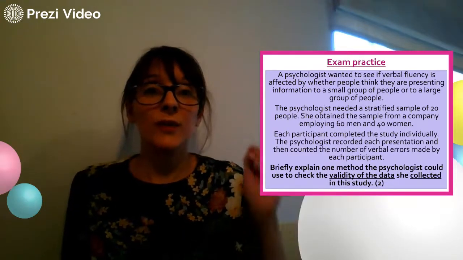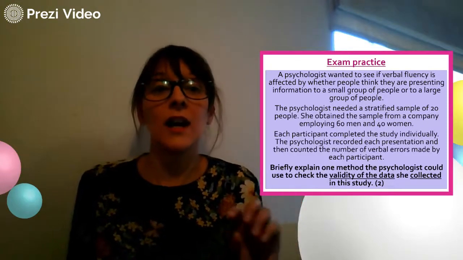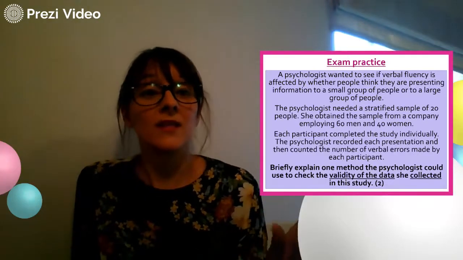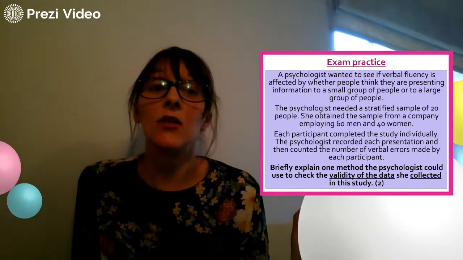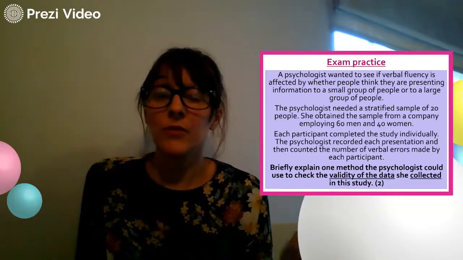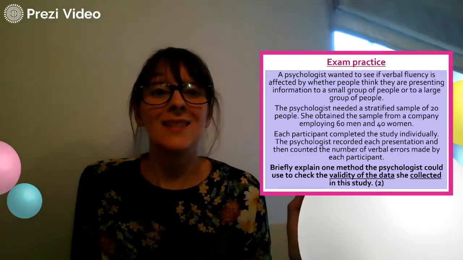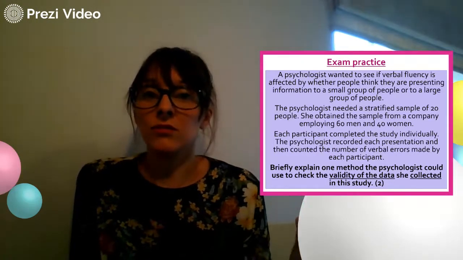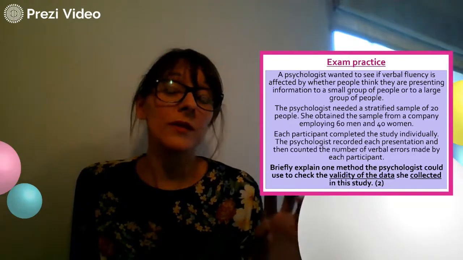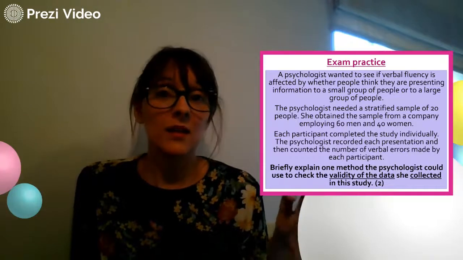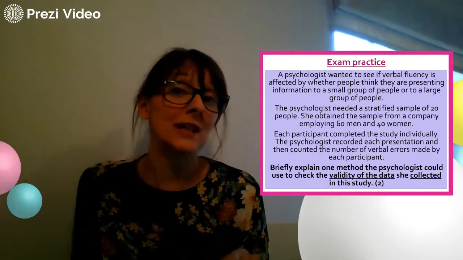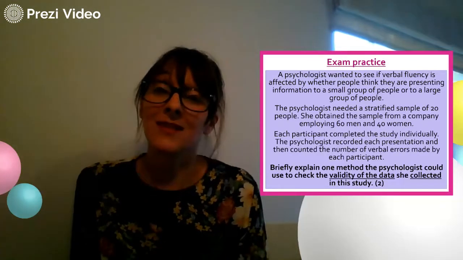Okay, so if you have completed the question, it's really important when you look and you see it says, briefly explain one method the psychologist could use to check the validity of the data she collected. Okay, so we're thinking about validity, truthfulness, and then it says data. So are the results of this study truthful? Okay, she's not talking about the method or the test. It's to do with external validity, because we're looking at the data she collected, not how she collected it, just the data that she has collected.